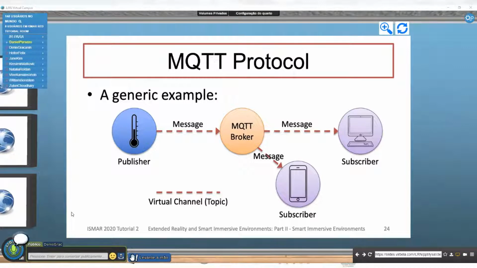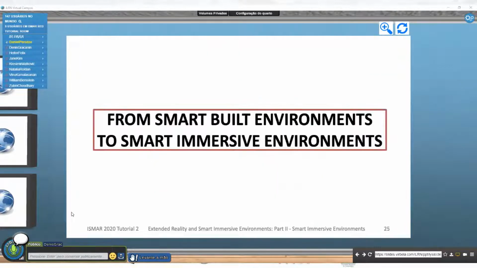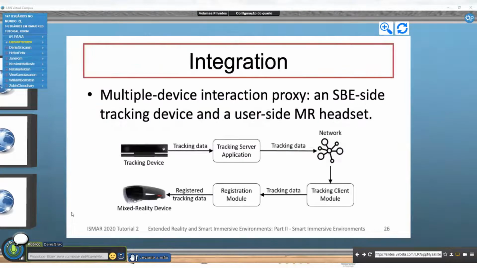Okay, so now that we have provided the basic information, let's take a look at how we can go from smart built environments to smart immersive environments. So obviously, the next step is to take advantage of those low-level IoT protocols and what we just said about MQTT, and use that in connection to devices that we are using for, let's say, tracking, for extended application, and also for display.